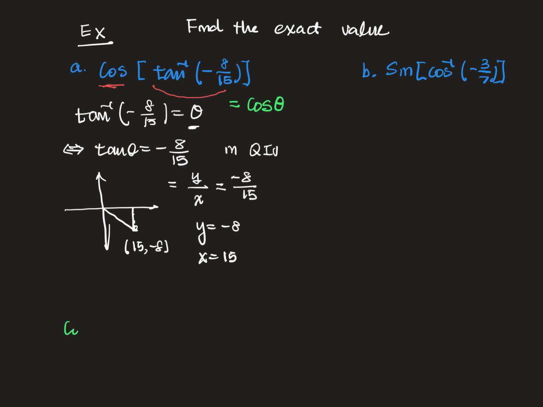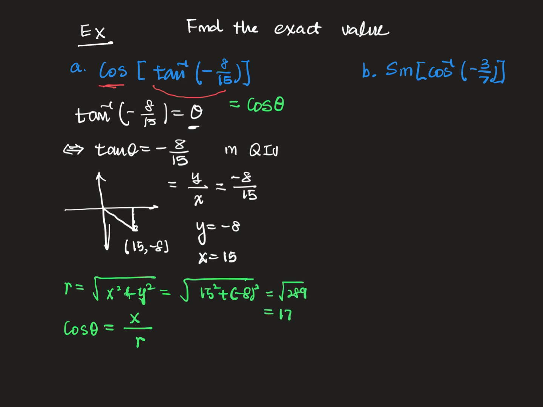So we are looking for cosine theta. Cosine theta definition is x over r. We need to find r. r is the square root of x squared plus y squared. What is x? 15 squared plus negative 8 squared. That's going to be the square root of 289. This is 17. So cosine theta is going to be x is 15, r is 17. That's what you're going to find.